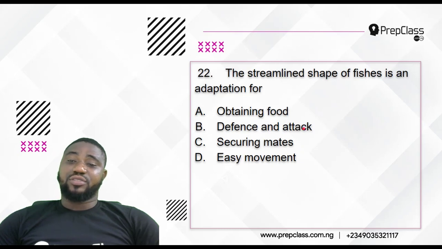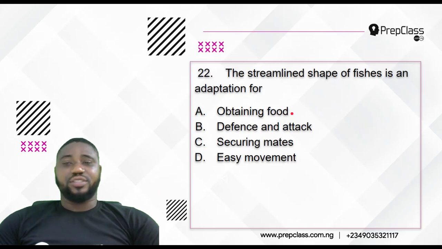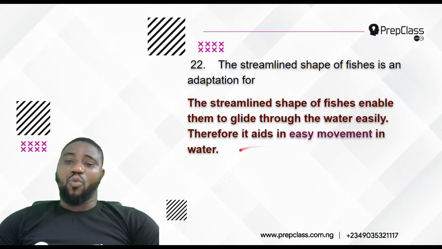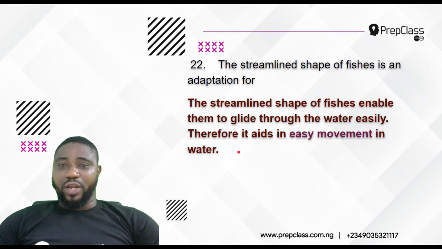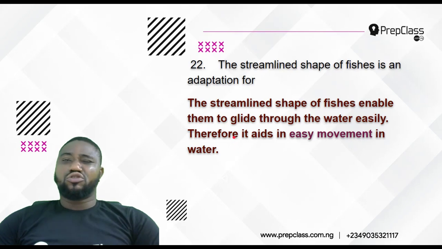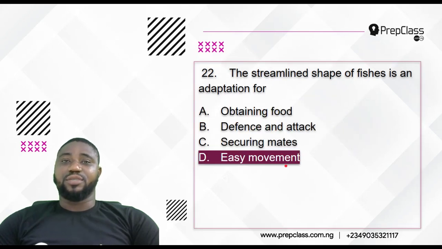Streamlined means the smooth pointed edges of fishes. So it enables them to glide easily in water. Therefore, it aids in easy movement in water. If it's flat like this, it will be difficult for them to glide easily in water. So for them to glide easily and move very fast in water, they must have streamlined, smooth pointed surfaces. So it's an adaptation for easy movement. So the correct answer is D, easy movement.